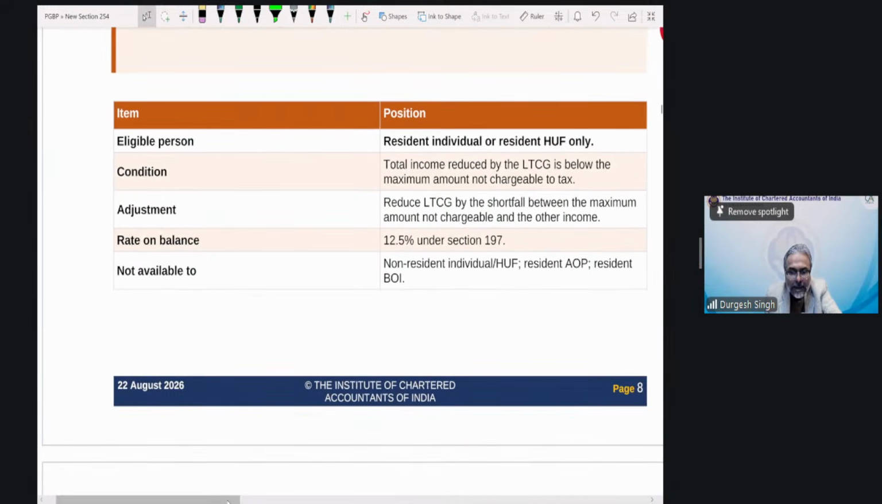Sir, were you talking about surcharge upon the total income? Yeah. Okay.